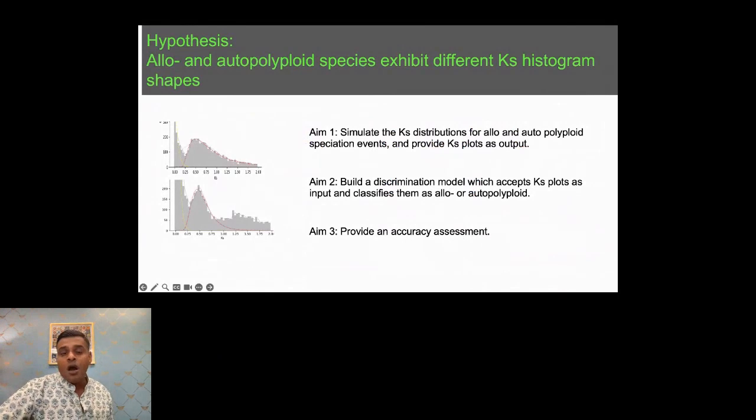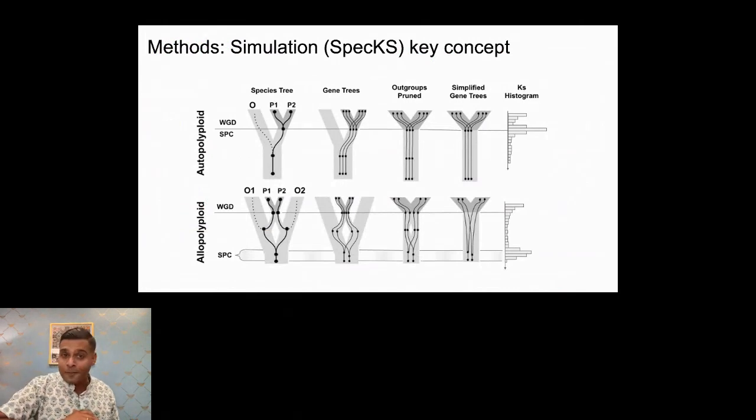Our hypothesis was that if we can build an evolutionary computational platform that can simulate these KS distributions for different types of speciation events, in this case allo and autopolyploidy events, and generate the KS plots as output, we can then use that to build a discrimination model, which takes these KS plots as input and classifies them as either auto or allopolyploid, and then also measure the accuracy of these. So we went ahead and did that. We built a method called SPECS, speciation under KS.